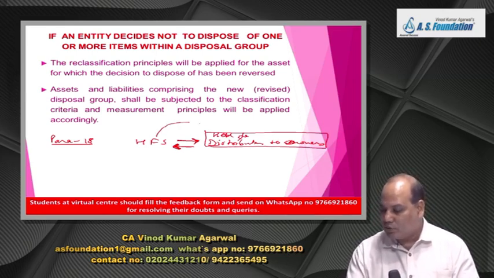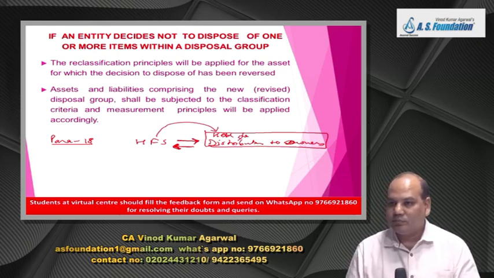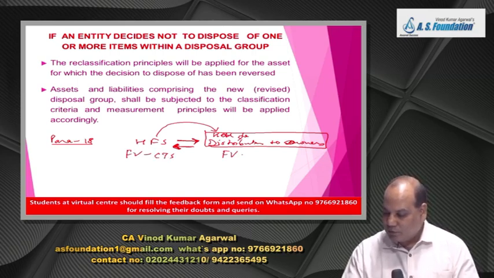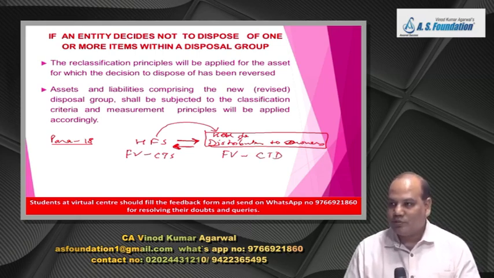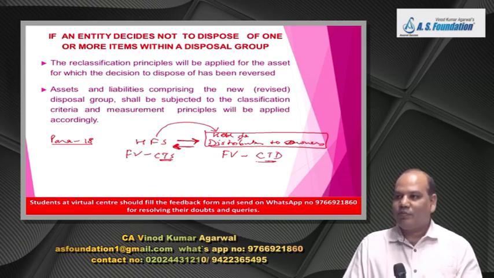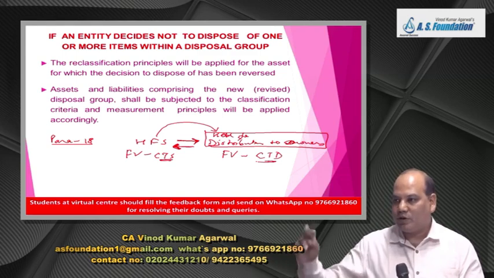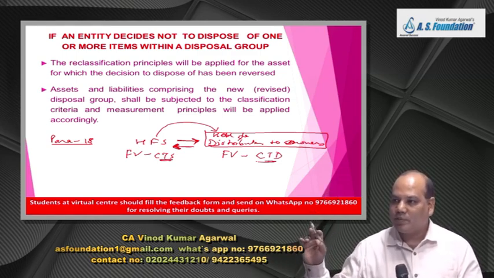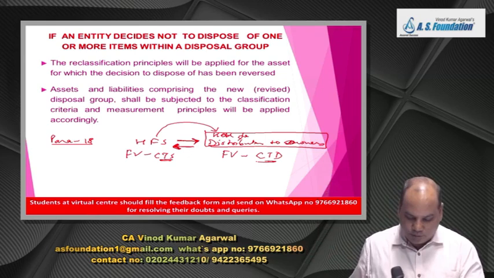So maybe your value may change slightly. Held for sale is valued at the lower of carrying amount and fair value less cost to sell. For distribution, it is fair value less cost to distribute. So there may be a difference between these two numbers. Accordingly, you change the classification. Even the presentation in the financial statements would change. Okay.